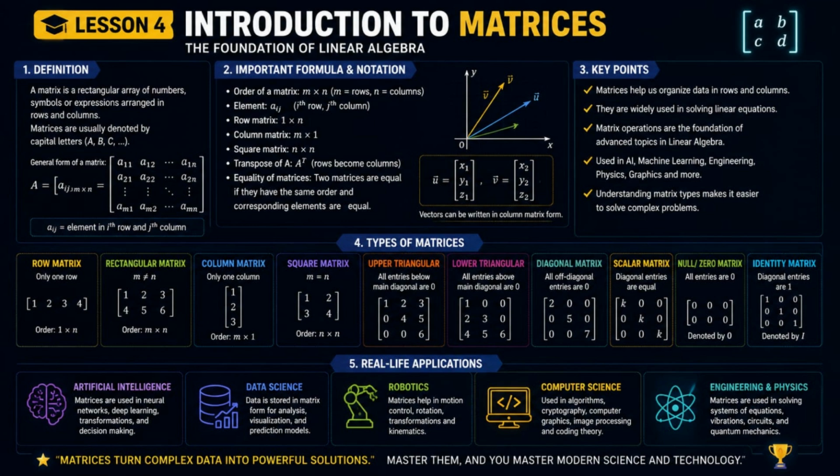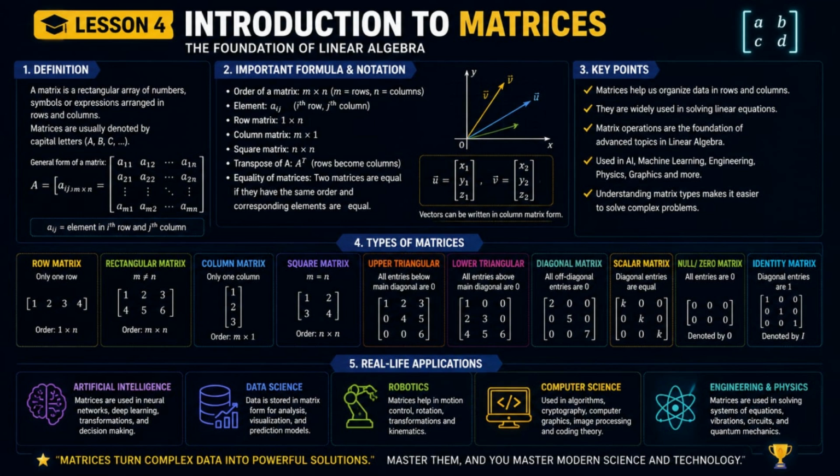What is a matrix? A matrix is a rectangular arrangement of numbers, symbols, or expressions organized into rows and columns. Matrices are usually represented by capital letters such as A, B, or C. Each individual entry inside a matrix is called an element and is written as Aij, where i represents the row number and j represents the column number.